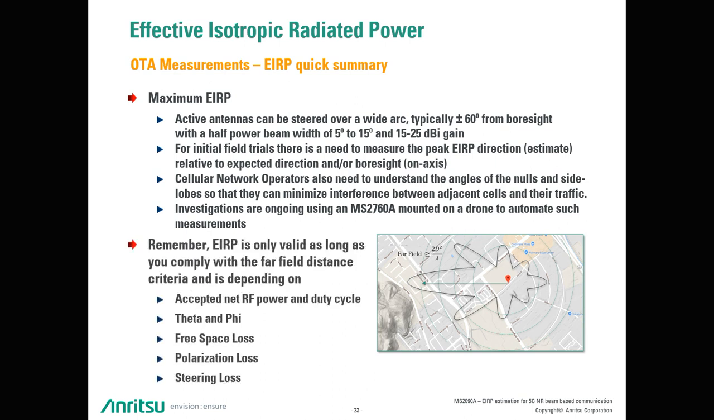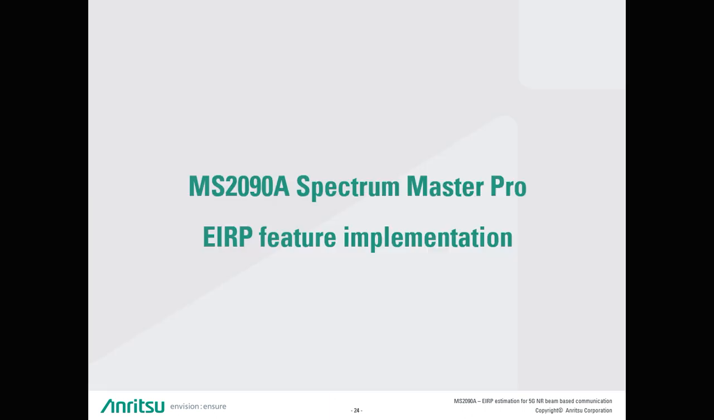Remember, EIRP is only valid as long as you comply with the so-called far-field distance criteria. Further on, the value is dependent on accepted net power, antenna gain, theta and phi being the same as azimuth and elevation direction, free space loss, polarization loss, and steering loss. At the end of this podcast, we will talk about how the aforementioned features have been implemented in the MS2090A Field Master Pro.